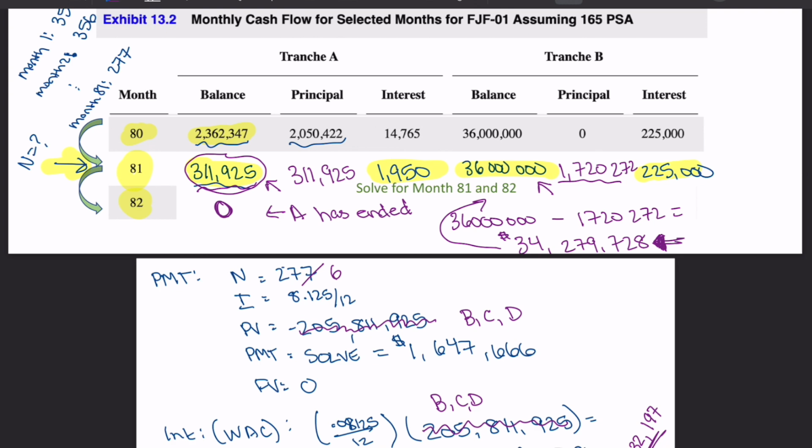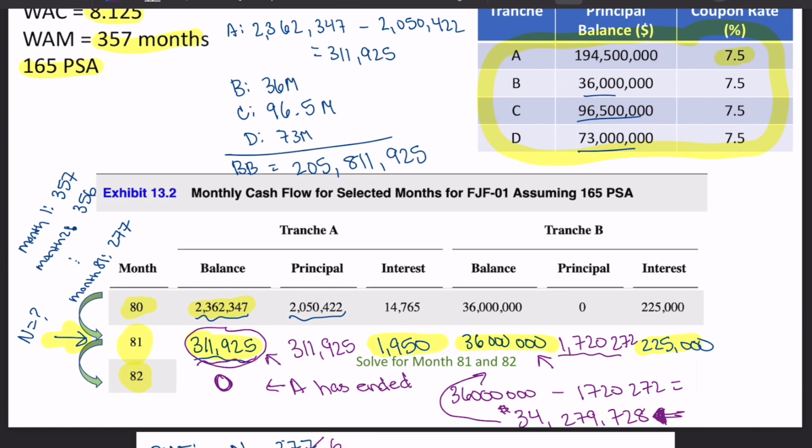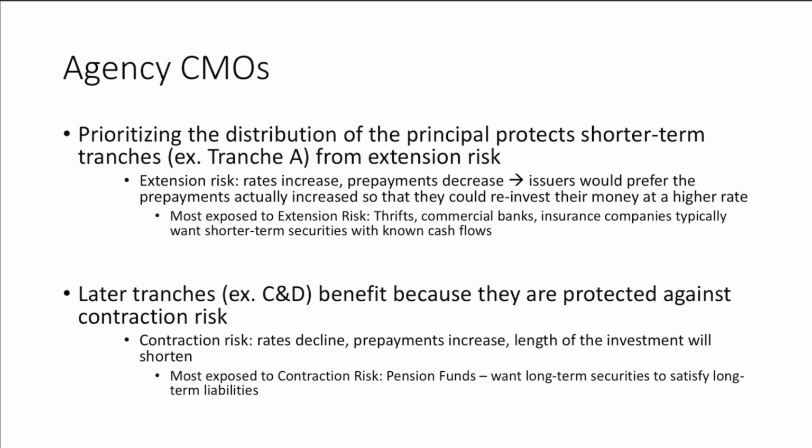So this example shows what happens when one tranche gets paid off and you're essentially just beginning to start paying the next tranche. Now that we figured out all of the math for a sequential CMO, we want to think about how this actually protects us from prepayment risk. And essentially, how it protects or minimizes prepayment risk is based on which type of prepayment risk you're afraid of. You would be more drawn to purchasing one of the different types of the tranches, or an earlier tranche versus a later tranche.